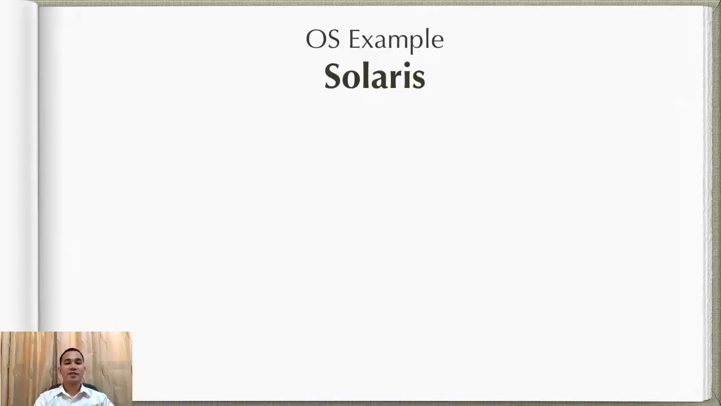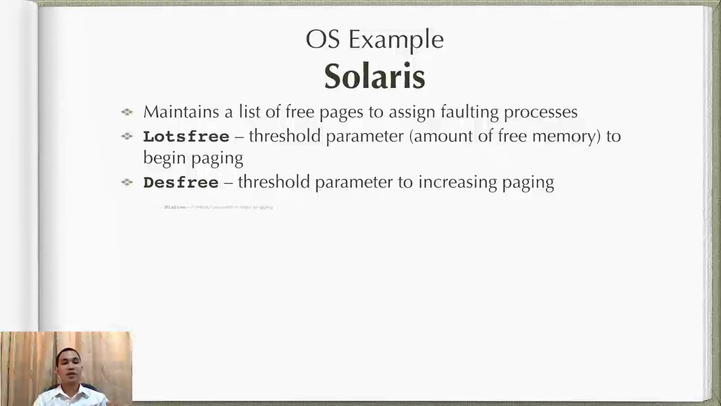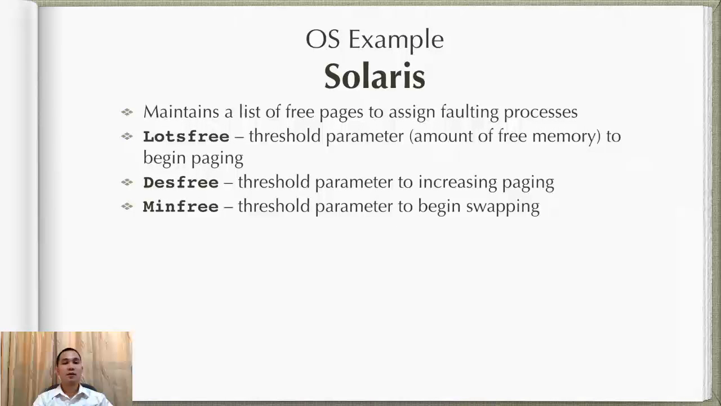Next is Solaris. Solaris maintains a list of free pages to assign to faulting processes. And we have the following thresholds. Lots free is a threshold parameter, the amount of free memory to begin paging. Des free is a threshold parameter to increase paging. And min free is the threshold parameter to begin swapping.